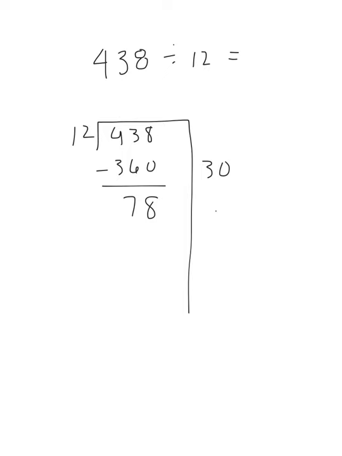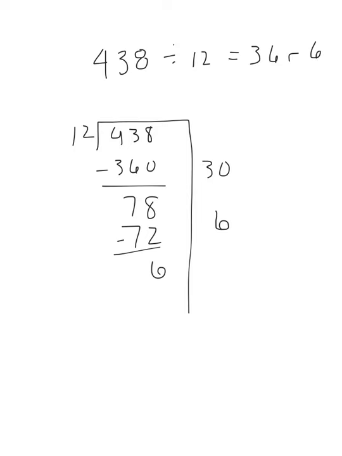So we could give everybody 6 more. We still have 6 brownies left over. So we have two ways we can look at this. We could say that 438 divided by 12 is 36 with a remainder of 6.